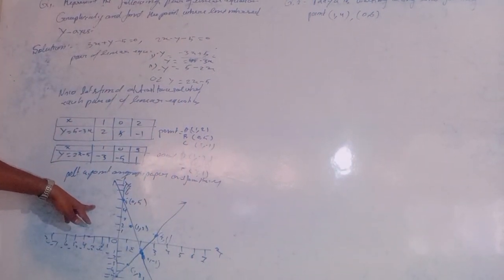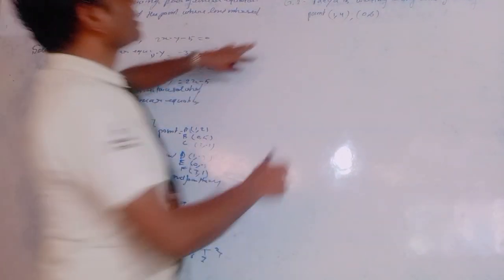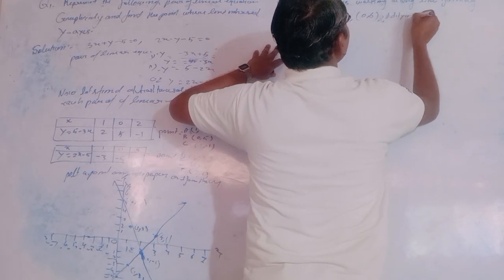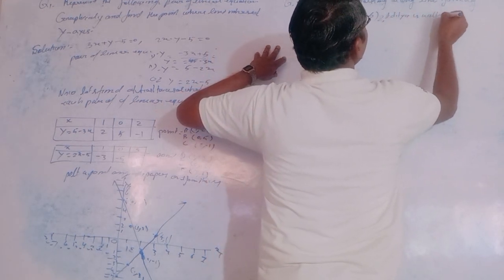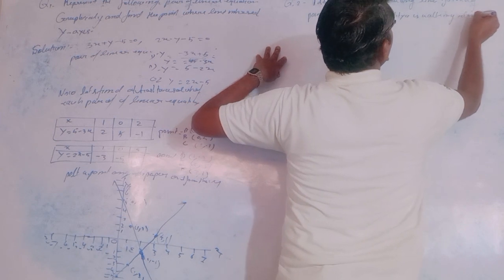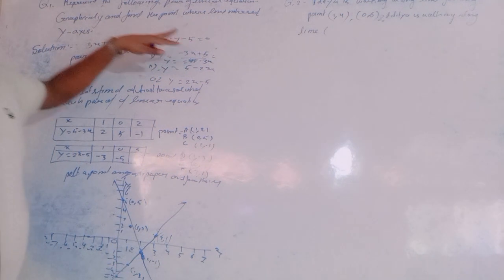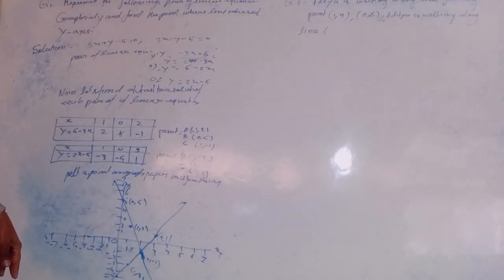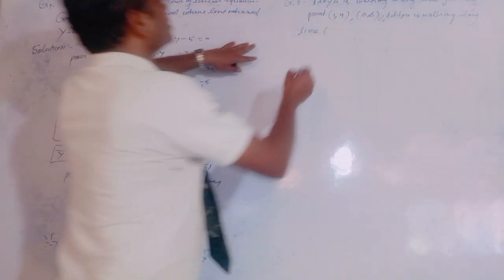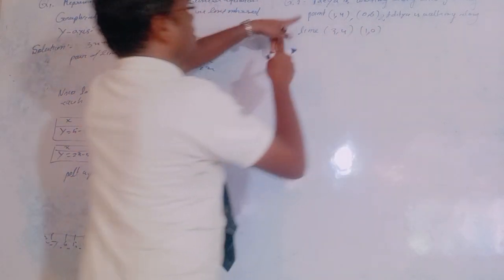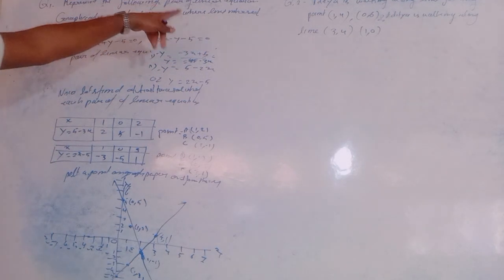Aditya is walking along the line joining points, and Aditya is walking along another line. Here is the along line, joining (3, 4) and (1, 0). This is the question: (3, 0) and (1, 0).